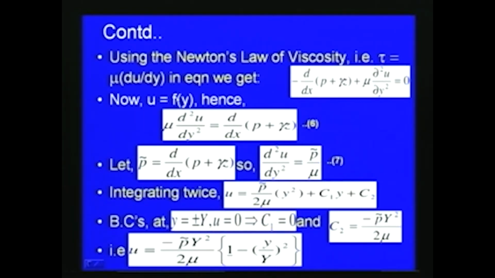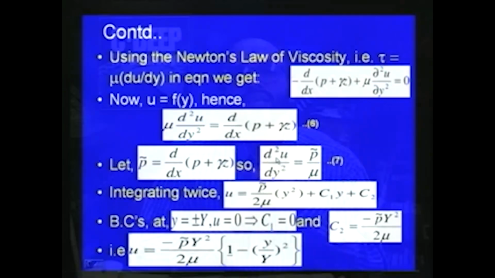So, now finally we get the velocity variation as a function of y. So, we can write mu d square u by dy square is equal to d by dx of p plus gamma z. Here in this particular case, if you write p tilde is equal to d by dx of p plus gamma z, then we can write d square u by dy square is equal to p tilde by mu, as in equation number 7.